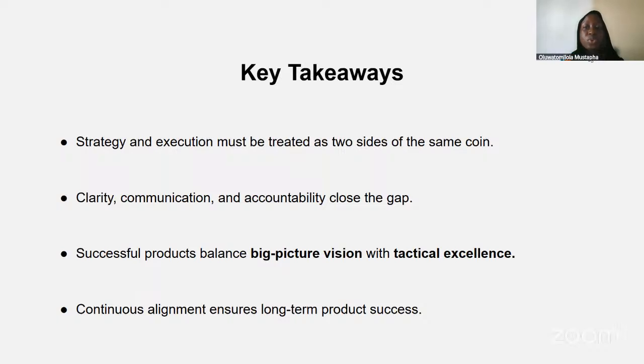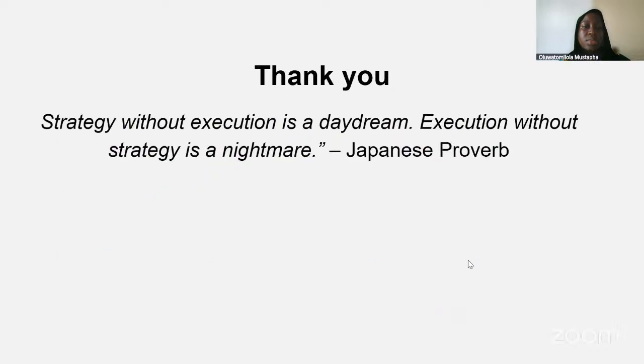Then the key takeaway so far is that strategy and execution must be treated as two sides of the same coin. They are equally very important. You can't be strategizing without proper execution, and you cannot be trying to execute something if you don't strategize well. Then clarity, communication, and accountability are the things that we need to consider very well. Then we have: successful products balance big picture vision and tactical excellence, and continuous alignment ensures long-term product success. Thank you.